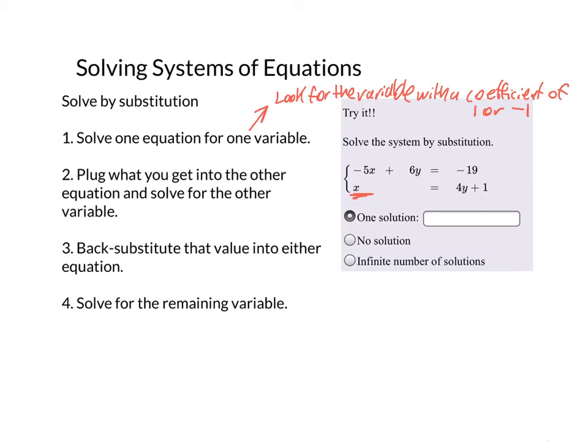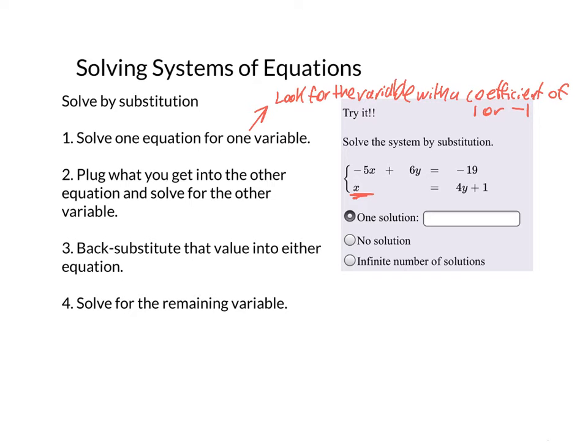Substitution is a little bit more difficult to do if you don't have a variable that has a coefficient of 1 or negative 1. It will often create fractions and just be a little bit harder to work through. It's possible to use substitution on any system of linear equations. We use it beyond just linear equations as well, but it works best if you have a variable with a coefficient of 1 or -1. If you don't have that, you're probably going to want to use the second method that I'm going to show you in the next video, okay?